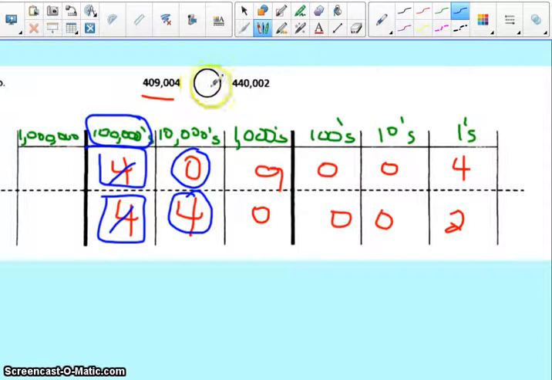But let's take a look at the statement. We see that 409,004 is listed first. So the way we would say this is 409,004 is less than 440,002. Again, the big mouth is pointing to the larger number, which we found was 440,002. All right, let's go on to the next one.